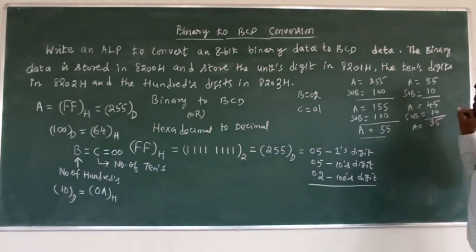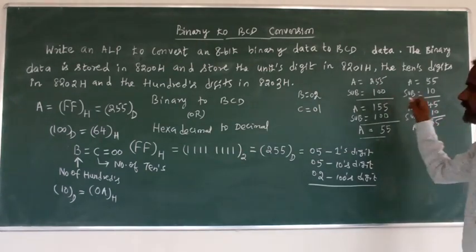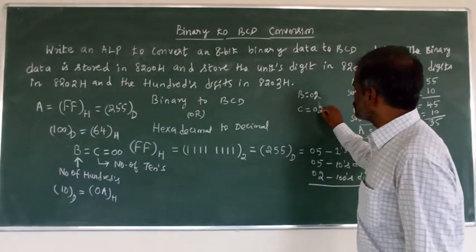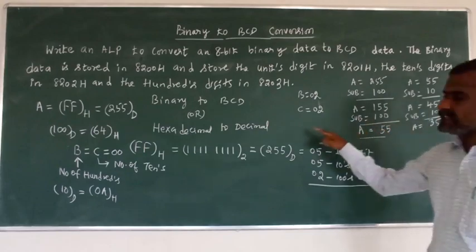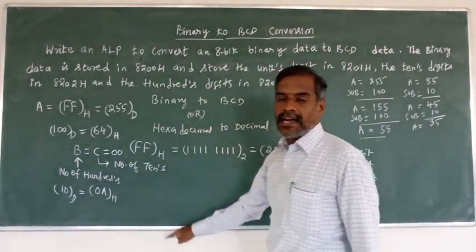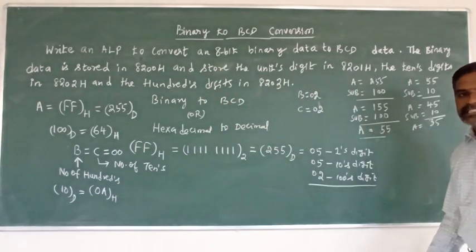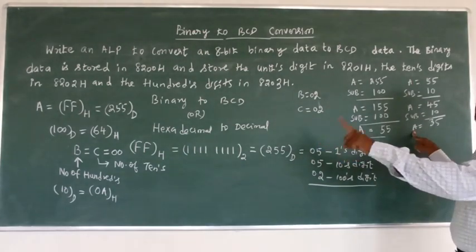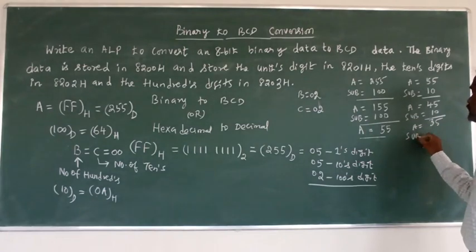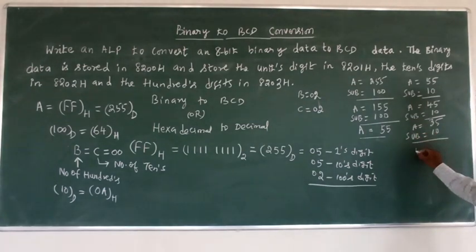Accumulator result 35. Now increment the C register a single time. Now C equals 02. Again compare the accumulator with 10. Again here the carry flag will be reset. Reset means the accumulator content is larger than 10. Now subtract 10. After subtraction the accumulator result is 25.